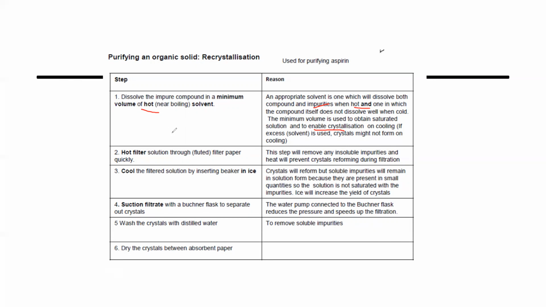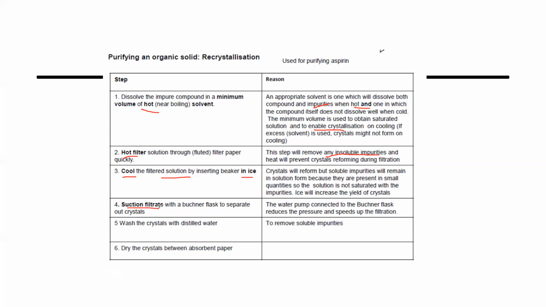So that maximum substance can dissolve. Then filter the hot solution through a filter paper. When we carry out a hot filtration, this will remove any insoluble impurities, and then we cool down the filtrate. When we cool down, what will happen? The solid will recrystallize, but the impurities will remain dissolved.